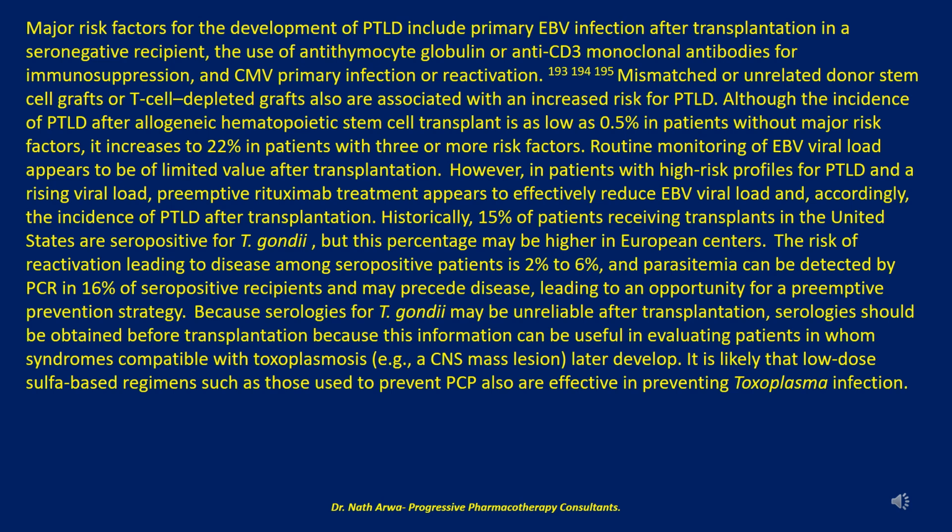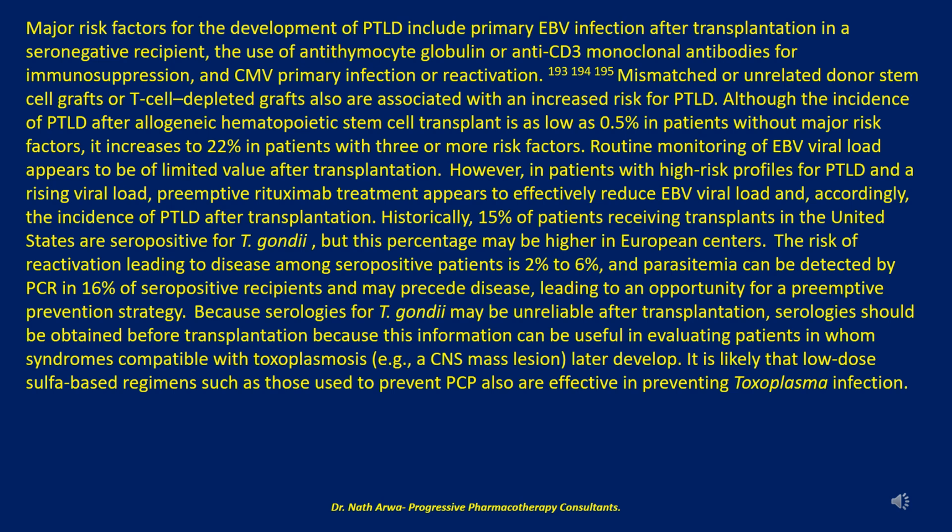Historically, 15% of patients receiving transplants in the United States are seropositive for Toxoplasma gondii, but this percentage may be higher in European centers. The risk of reactivation leading to disease among seropositive patients is 2% to 6%. And parasitemia can be detected by PCR in 16% of seropositive recipients and may precede disease, leading to an opportunity for a preemptive prevention strategy.